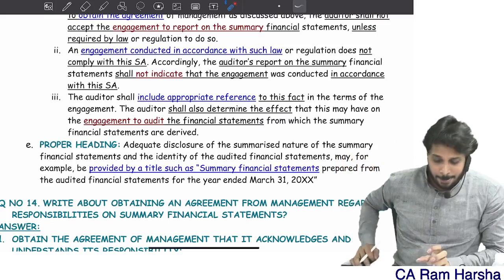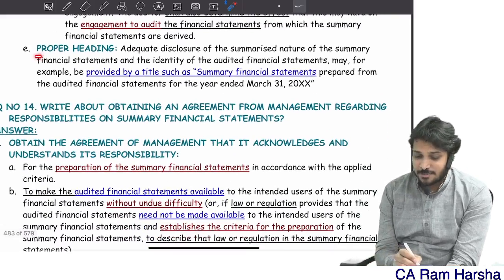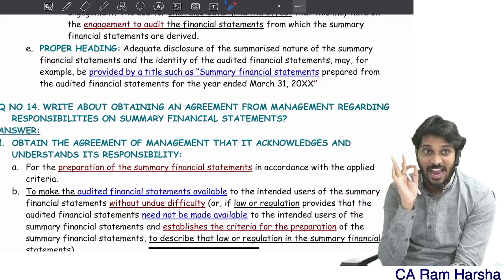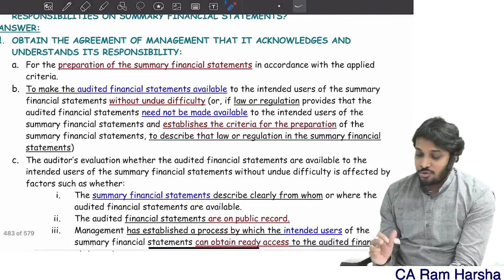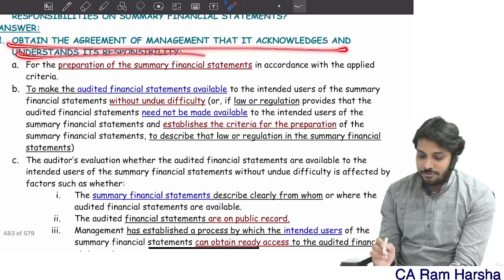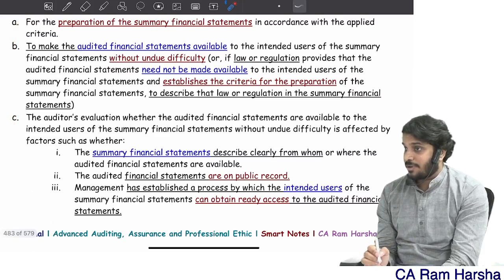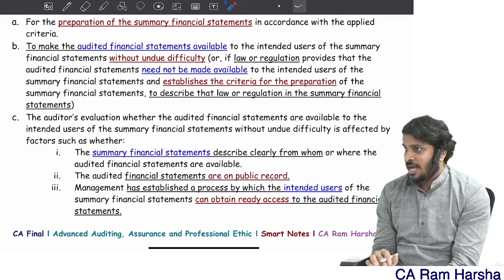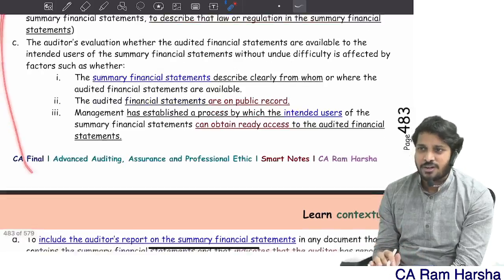Clear? Next. Obviously, summary financial statements must contain a proper heading: Summary financial statements, a clearly identifiable heading. Now, how to do the audit, how to report? First, obtain an understanding of management's responsibility. Management is responsible for preparing the summary financial statements that represent a fair summary of the audited financials. Management is responsible to provide all the information to the auditor, and all that. This is an easy point, not a big deal.